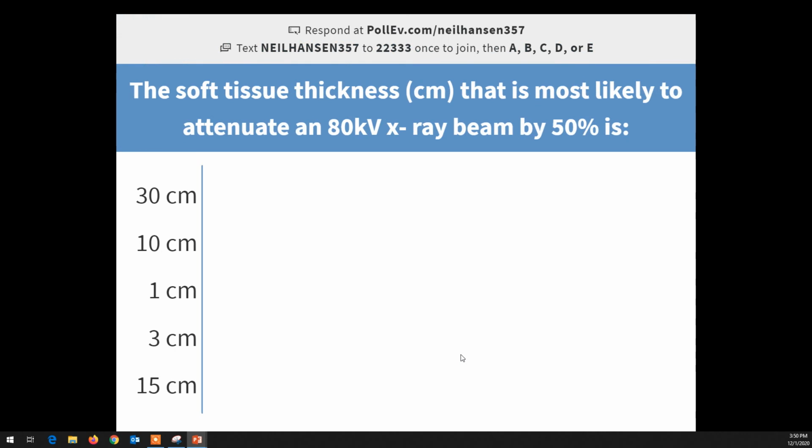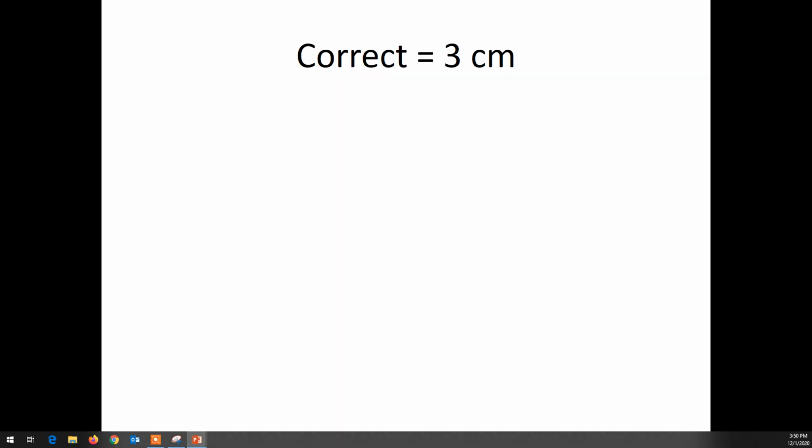All right, the soft tissue thickness that is most likely to attenuate an 80 kilovolt X-ray beam by 50% is which of the following? I'll pause here and give you a chance to answer. The correct answer is 3 centimeters. You don't have to do any math.